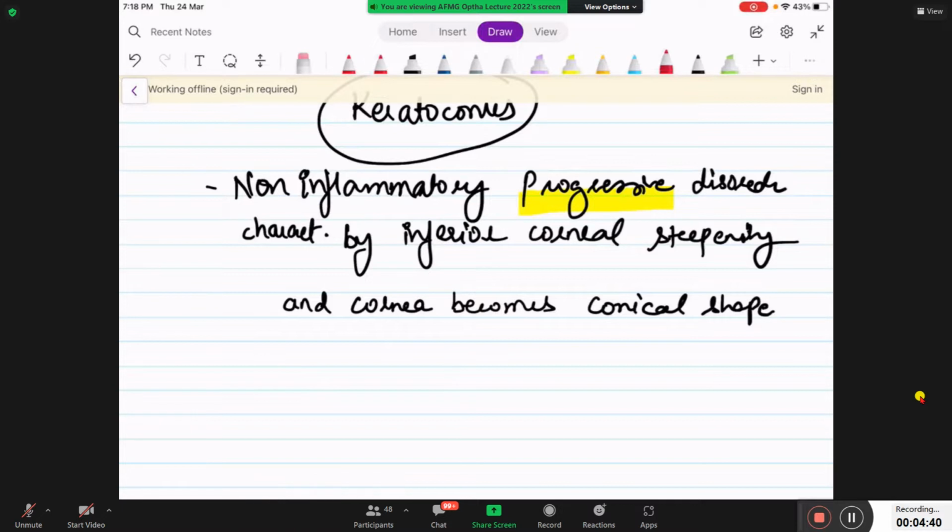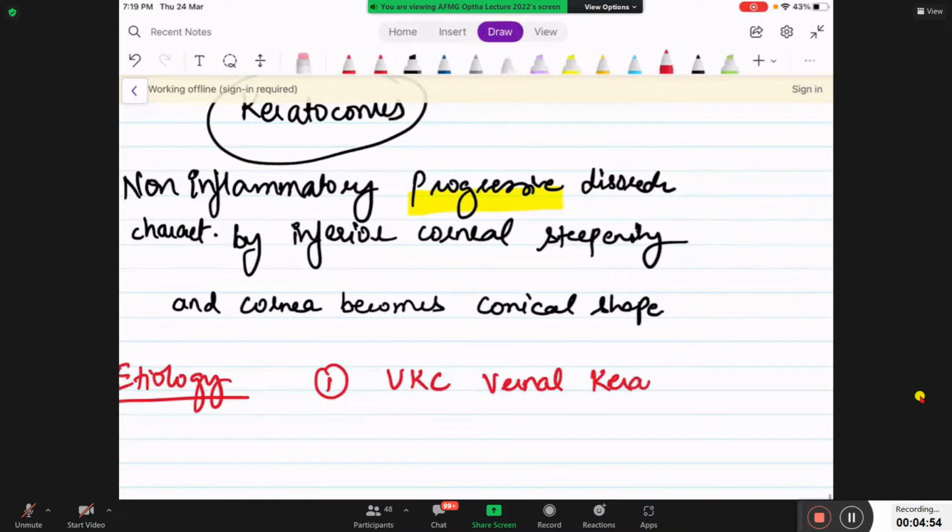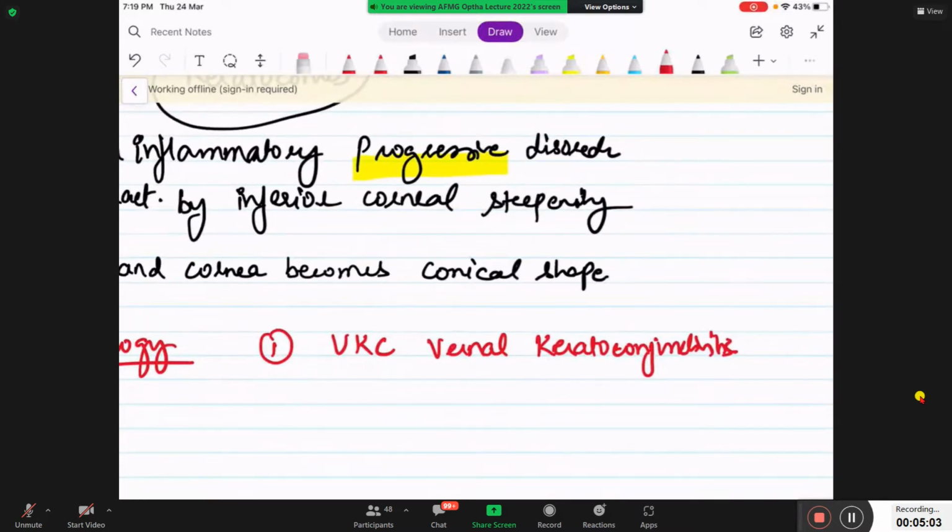Okay. Now coming to etiology. Etiology of keratoconus. First is VKC, vernal keratoconjunctivitis. This is an allergic disorder more commonly seen in young males. We will discuss it in detail in conjunctiva. Second etiology, write down. It is commonly seen secondary to trauma.